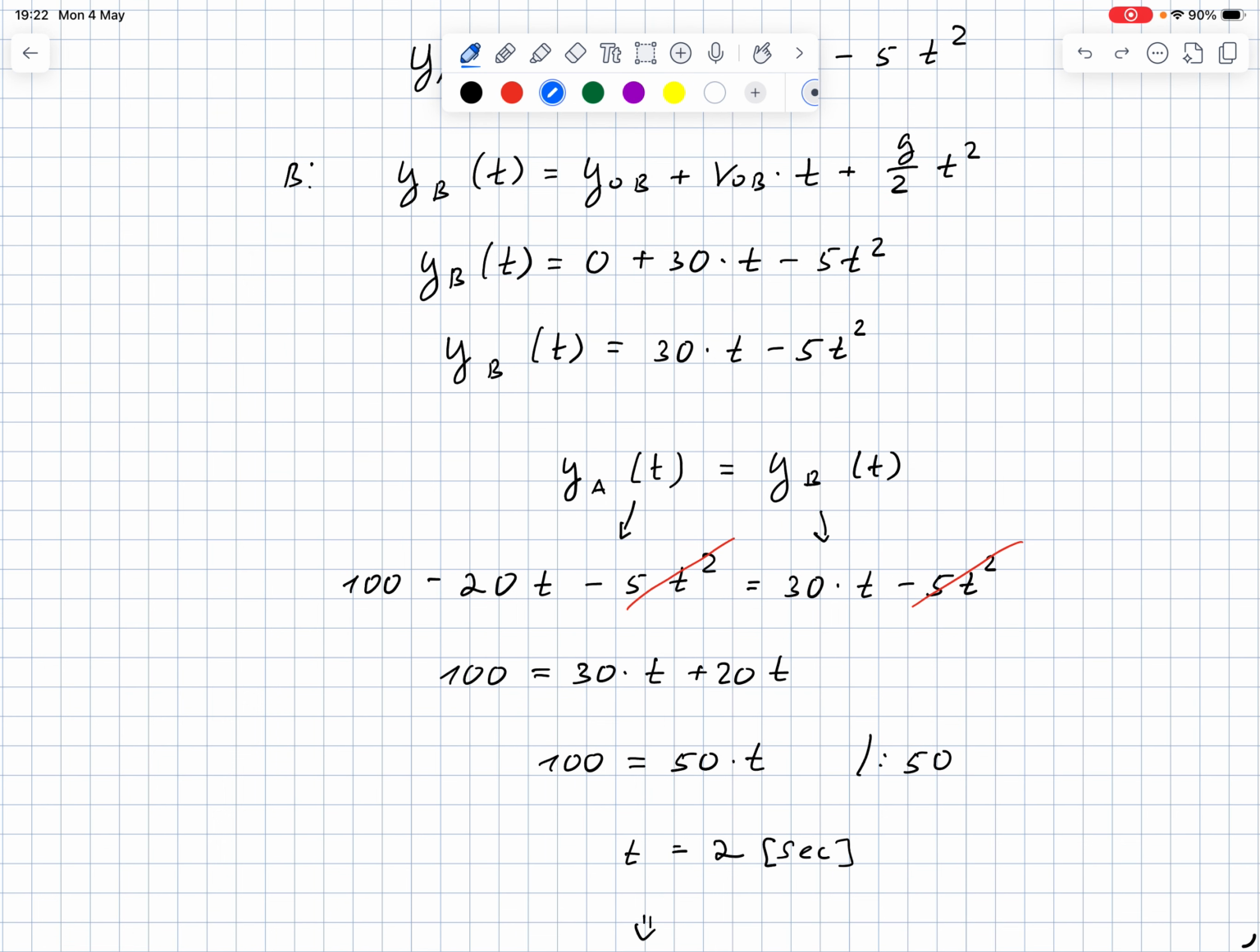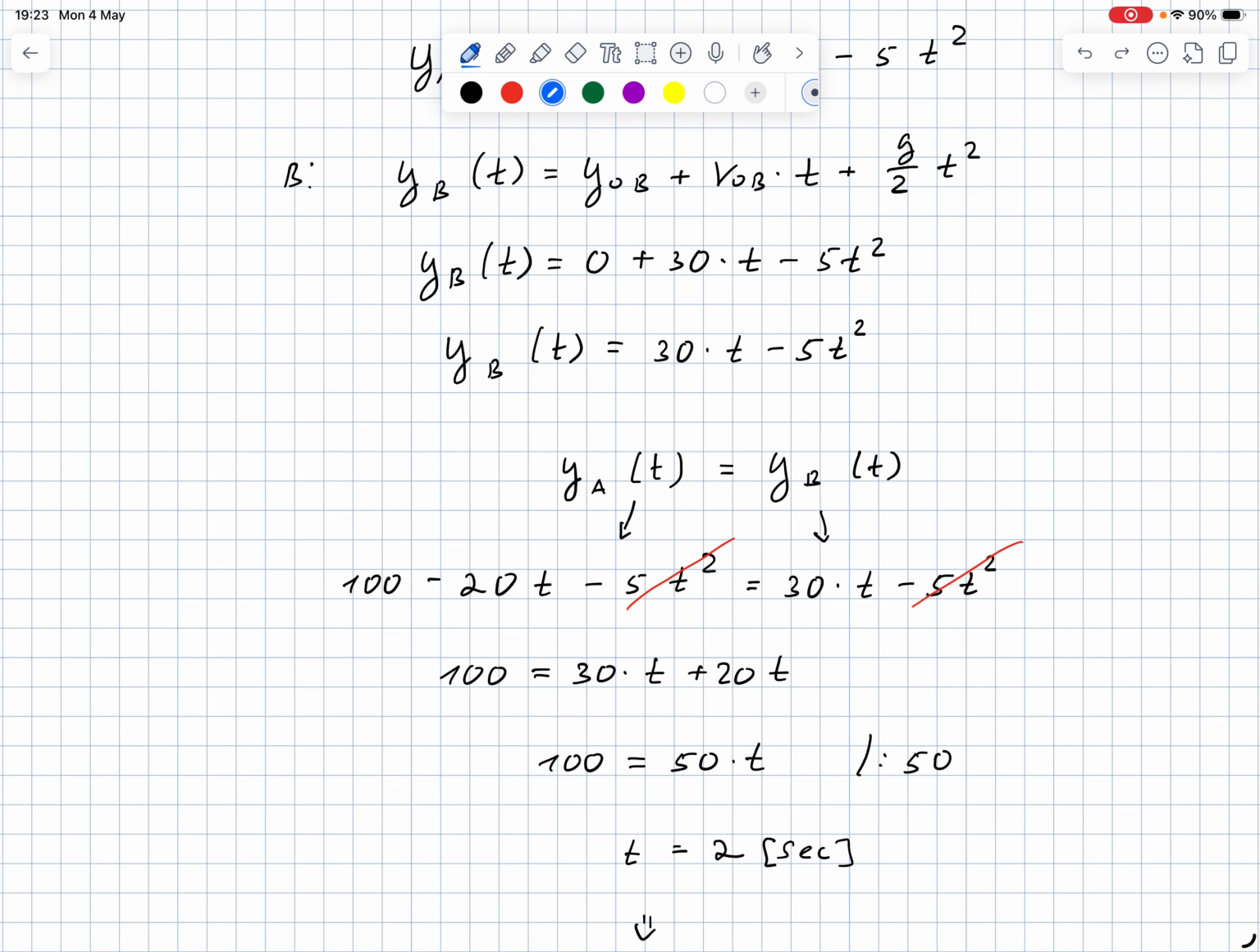You can see that minus 5 times t squared and minus 5 times t squared can be eliminated. Also, I will take this part of the expression from the left and move it to the right. That's how we got plus 20t. 30t plus 20t gives us 50 times t. And now we actually found the time, which means when they pass each other, but not yet the position. We do not know yet about the position.